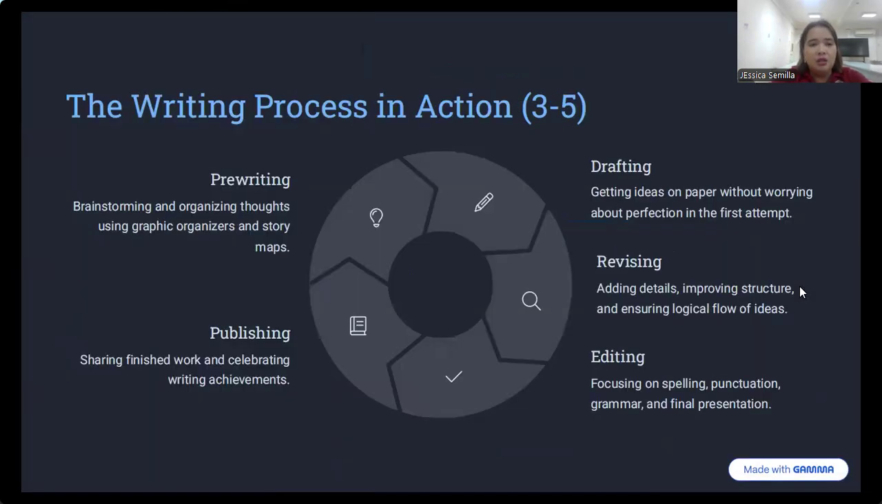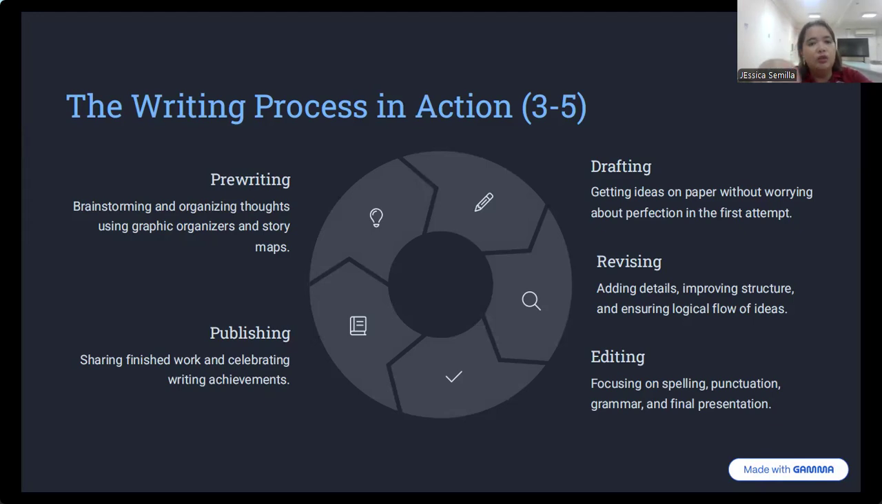So let's proceed. What is the writing process in terms of our students being exposed to writing activity? What should be integrated in our lesson in terms of the writing process? Of course, what you need to do first is what we call pre-writing. Pre-writing is the brainstorming, organizing their thoughts. All right. So after organizing their thoughts, they already have an outline of that.